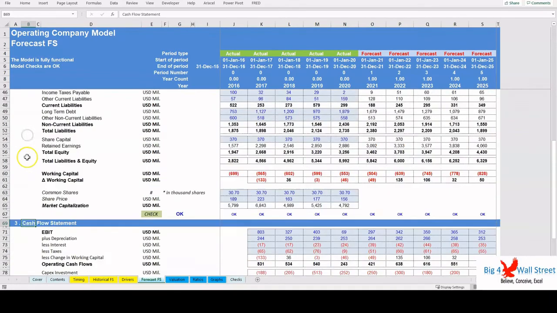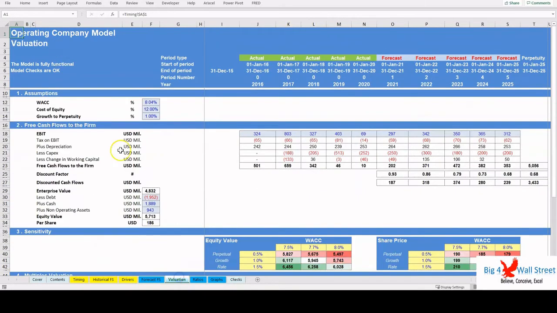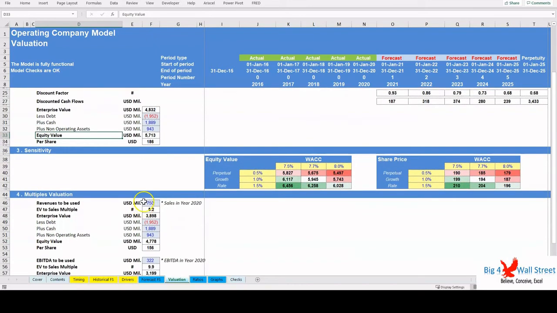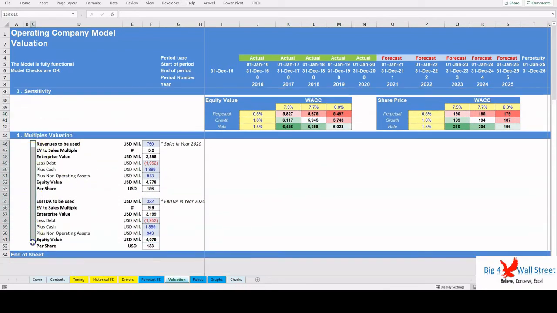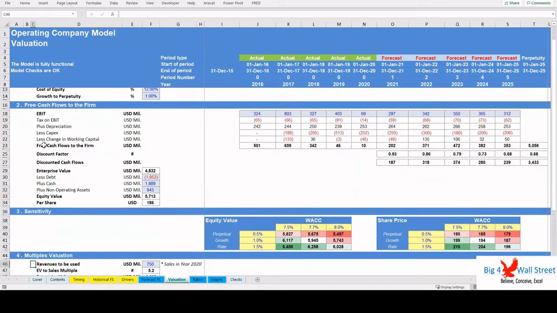In the Valuation tab a free cash flow to the firm valuation is performed and the enterprise value and equity value are calculated. Furthermore, a sensitivity is performed on both equity value and equity value per share by using the discount rate and the growth rate to perpetuity as sensitivity parameters. Finally, a simple multiples valuation is performed based on the enterprise value to sales and on the enterprise value to EBITDA. A 5-year historical average is used from the operating company.